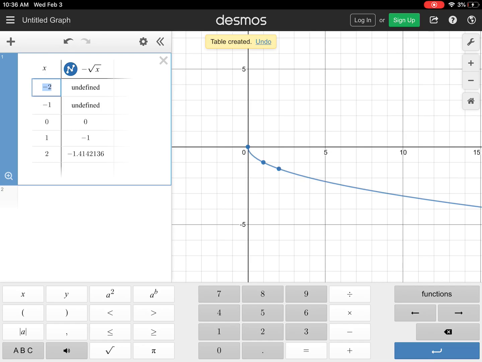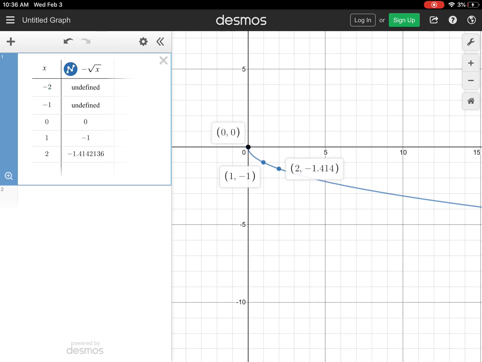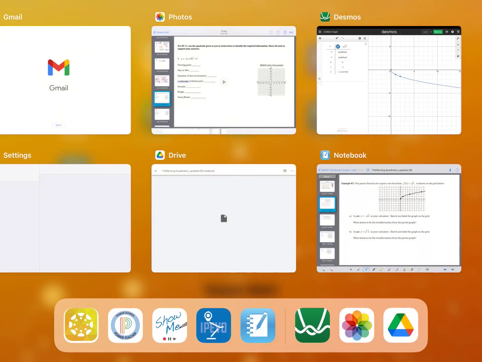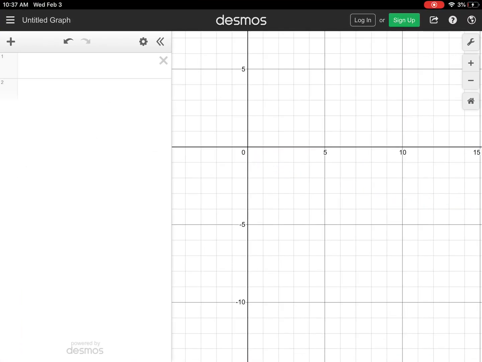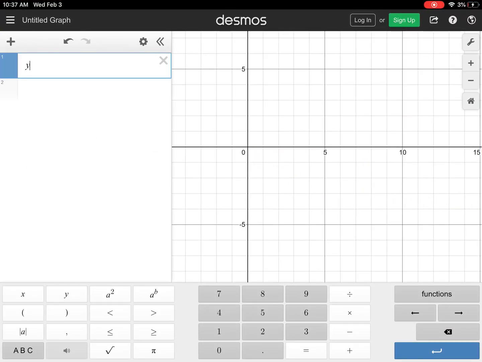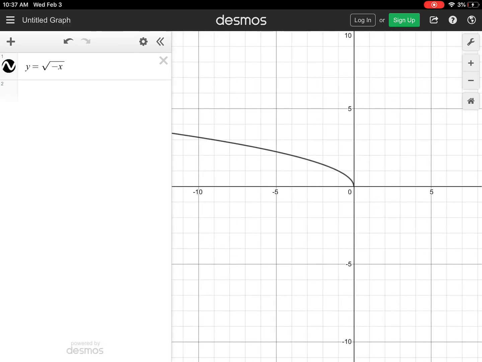So you just plot those first like 3 points, kind of, and then plot it. So you have 0, 0, 1, negative 1, and it will look like this in green. Again, it looks like we reflected over the x-axis. Here, we'll see the reflection over the y-axis better. I'm going to put the negative on the inside with the x. So now we're going to graph y equals square root of negative x. And there's where you can see it a little bit better.